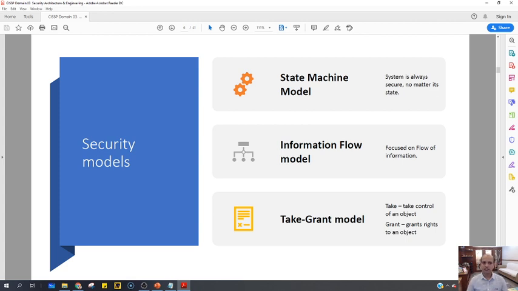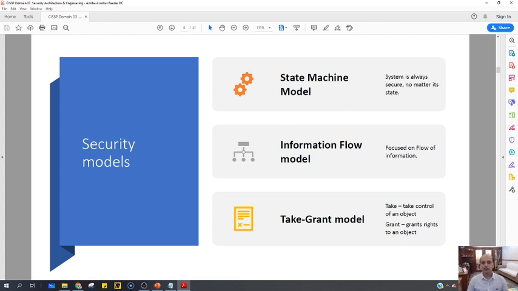The first category is system is always secure. It means the state machine model, in which the system is always secure no matter whatever the state of the system is. Second, it always boots into a secure state and maintains a secure state across transitions, from one state to the other state also. Whenever it is going, it will maintain the secure state, and also allows the subject to access resources in a secure manner, compliant with the security policy.